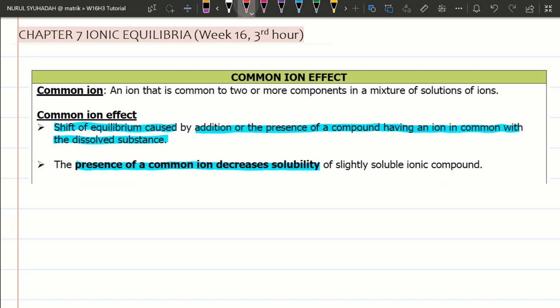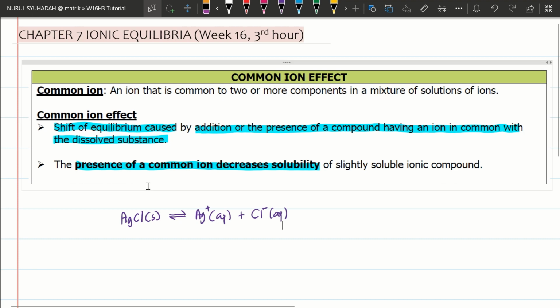Okay, so kalau kita tengok, if you refer to your note from the second hour, apa yang kita buat untuk solubility adalah we have an example. Saya bagi awak satu contoh dekat sini, a slightly soluble salt. Katakan saya ada AgCl, yang mana if this salt is to dissolve in water, dia akan form equilibrium. So Ag+ (aq) tambah Cl- (aq). So ini kita punya slightly soluble salt. Okay, so saya labelkan dekat sini.